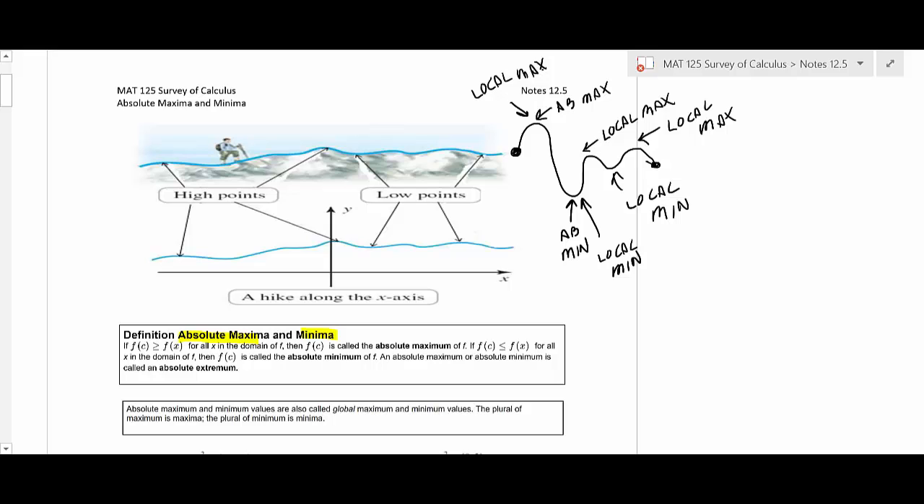And then the local minimum, all a local minimum is, it's a point on the graph where the graph decreases, changes directions, and starts increasing. But that is the absolute min because it's the lowest it can possibly be.